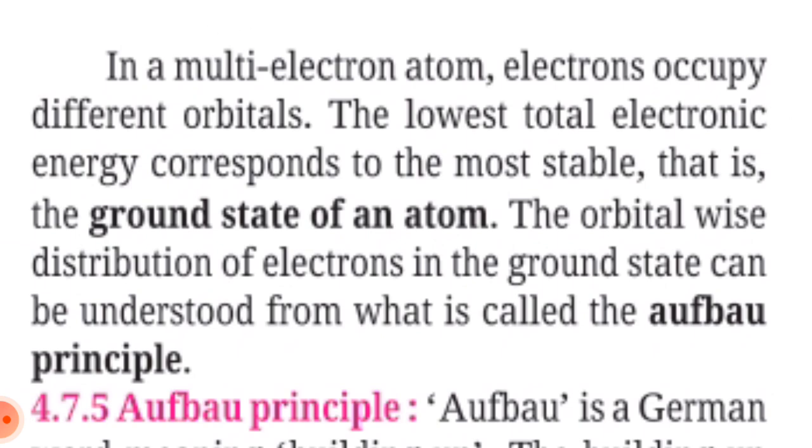In a multi-electron atom, electrons occupy different orbitals. The lowest total electronic energy corresponds to the most stable state, that is, the ground state of an atom. The orbital-wise distribution of electrons in the ground state can be understood from what is called the Aufbau principle.